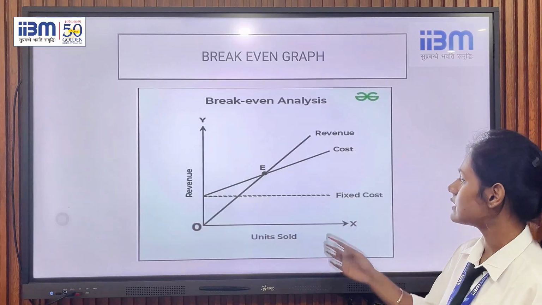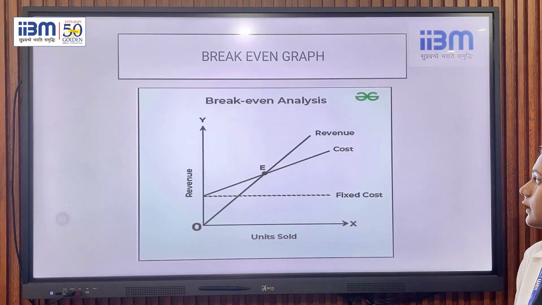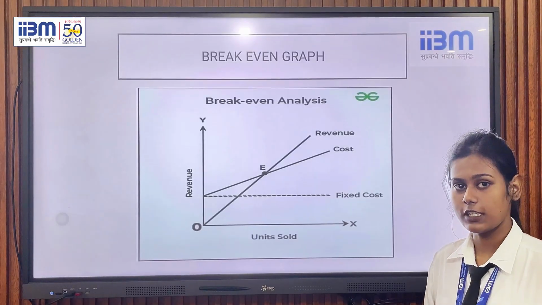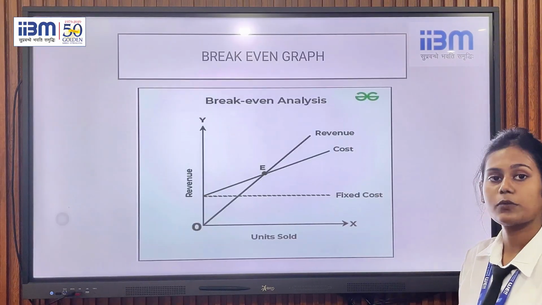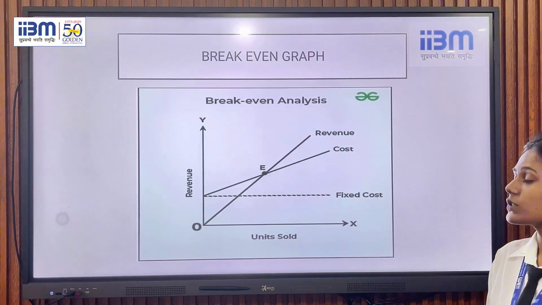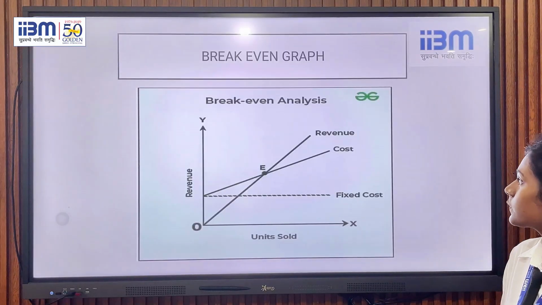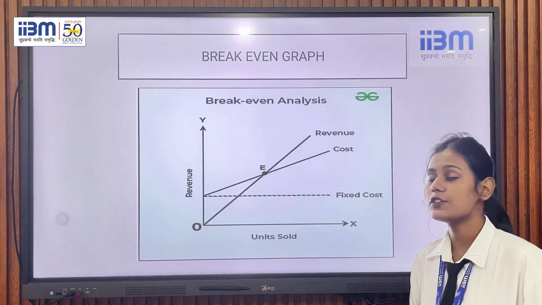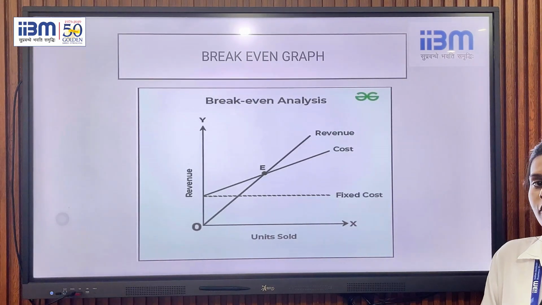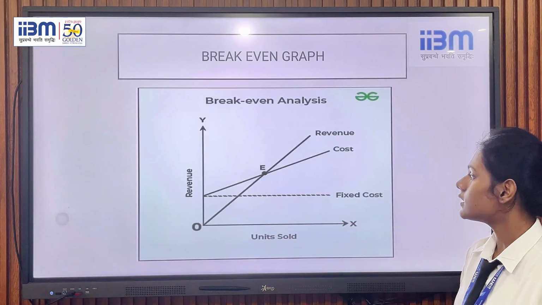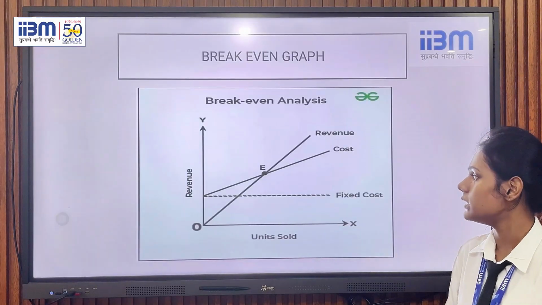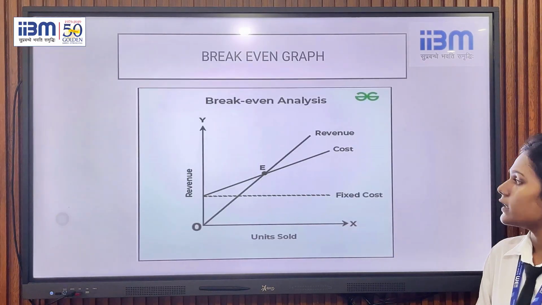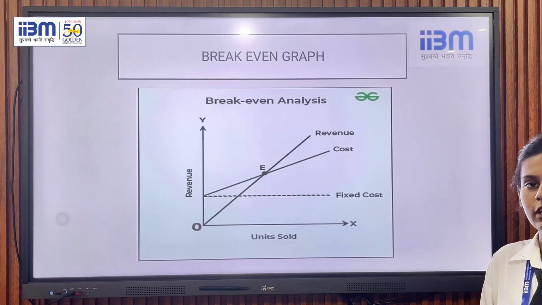And here is the total cost line, which starts from the fixed cost line, and it increases as production increases because variable cost is added to the fixed cost. And here is the revenue line, which starts from the origin O, and it shows the revenue earned from selling the product. And these two lines intersect at point E, which is known as the break-even point, that is, no profit and no loss. Below the break-even point is known as the loss zone, because cost is greater than the revenue, and above point E, the break-even point, there is a profit zone because revenue is greater than the cost.